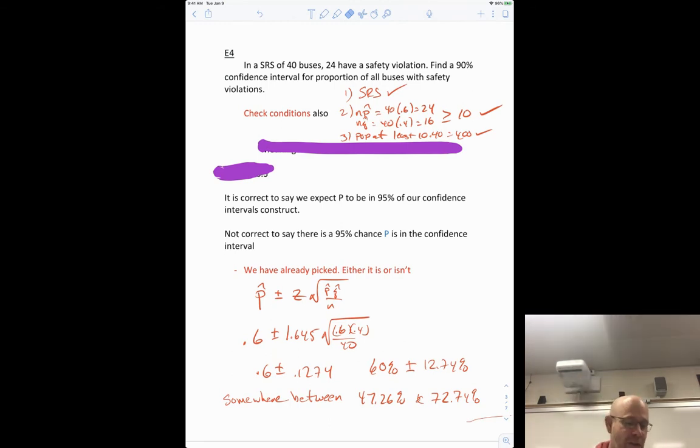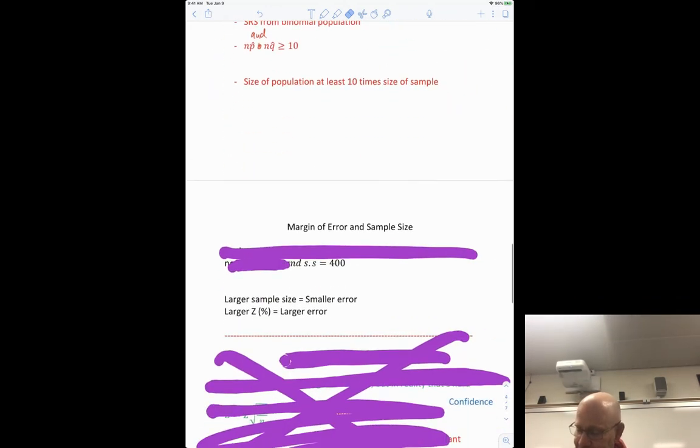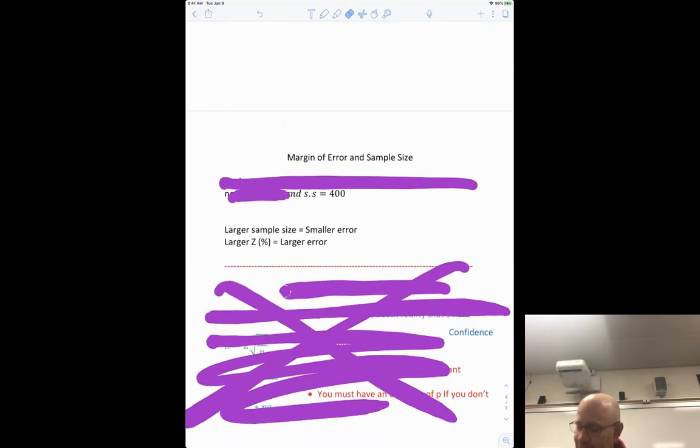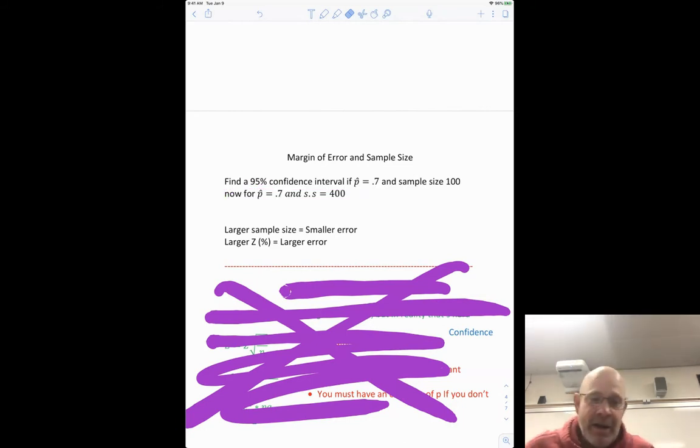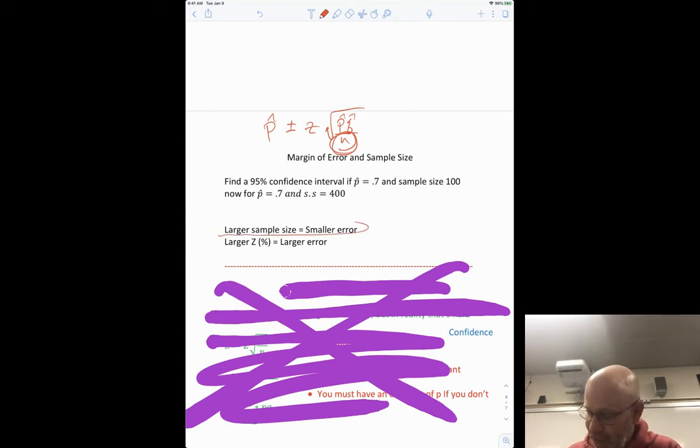All right, so moving along. One other thing before I talk about that interpretation. Remember, I said the 3% is typical because we can actually force the margin of error to be a certain thing. Just think about the formula: p hat plus or minus z times the square root of p hat q hat over n. If I take a bigger sample size, my margin of error is going to get smaller. Just math, it's in the denominator.